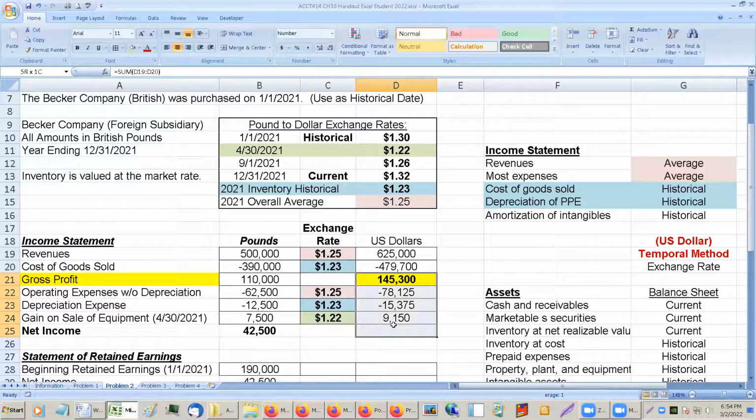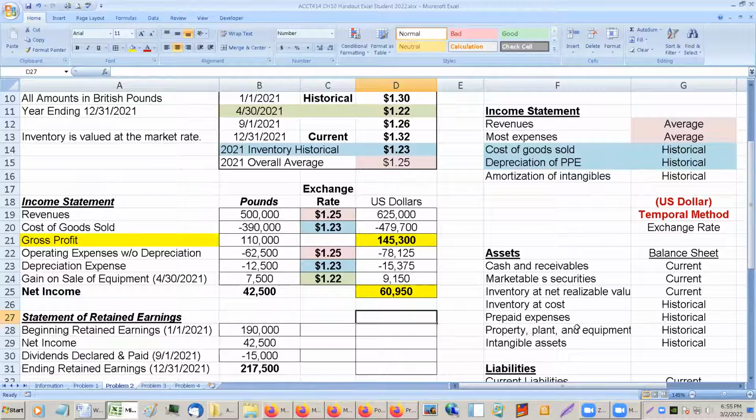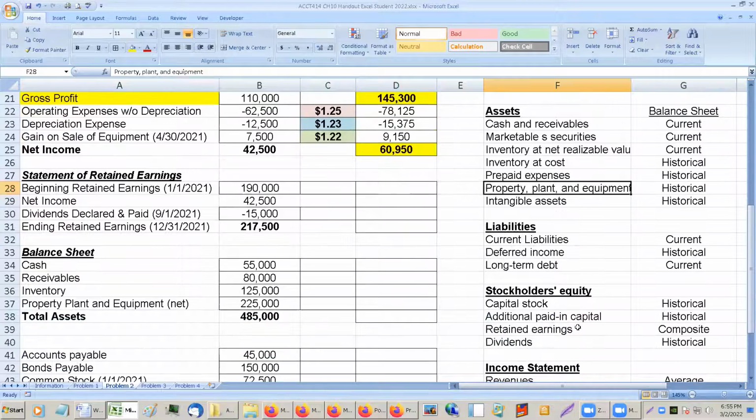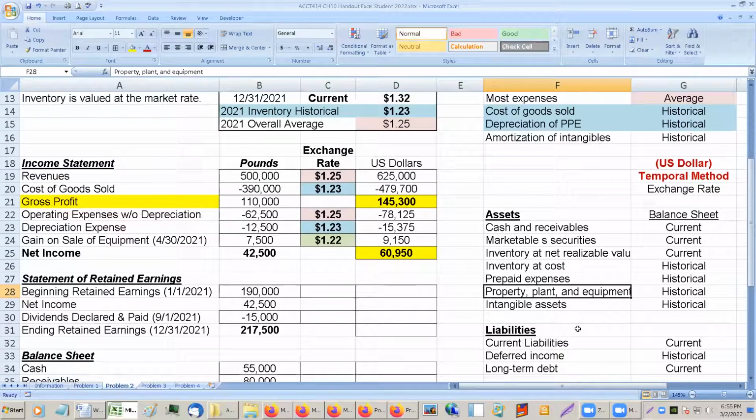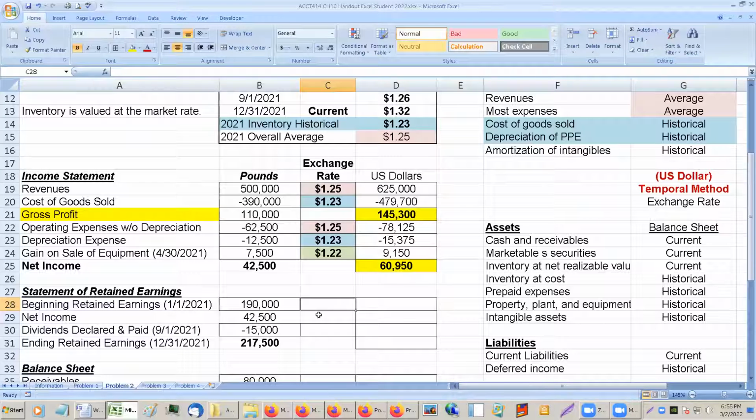Okay, now this is really going to be a composite number. This is going to have three different rates going on. Beginning retained earnings again at the beginning of the year, because this is the first year, it'll be the historical at first, but then it'll get muddied up here.